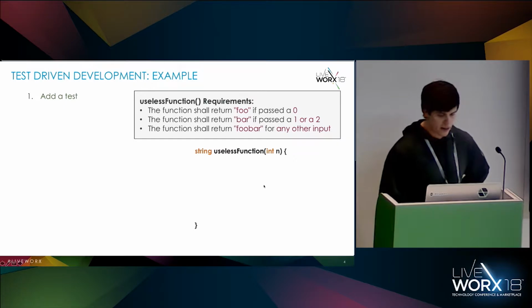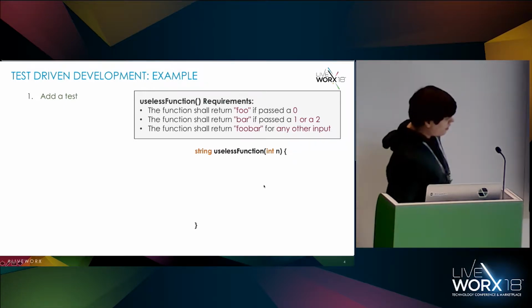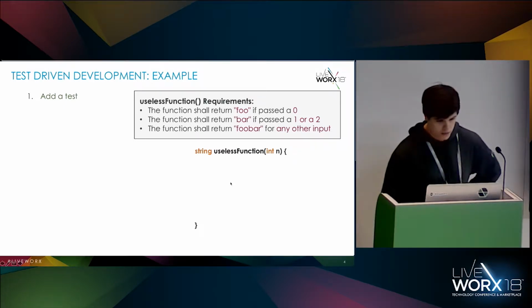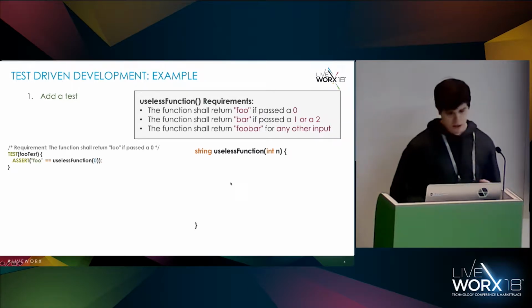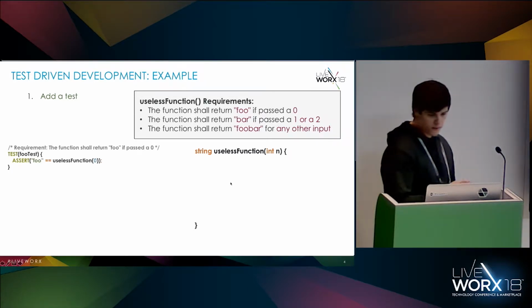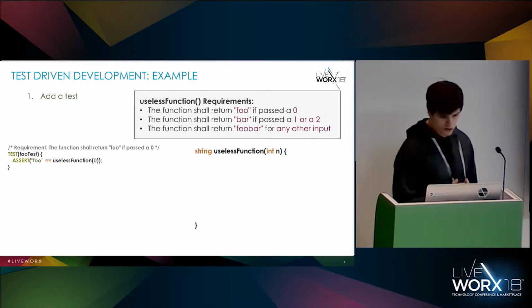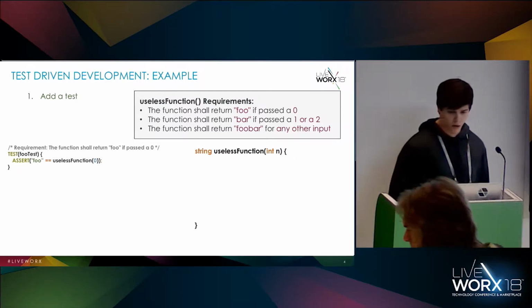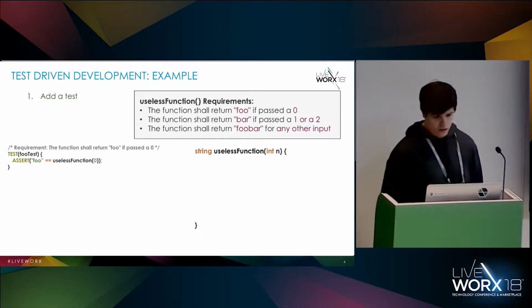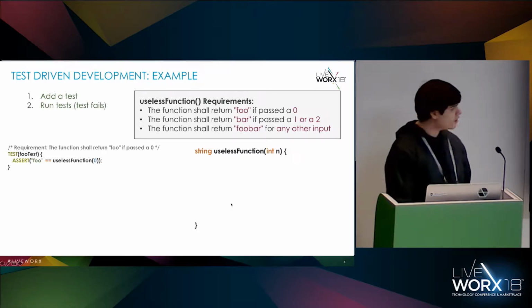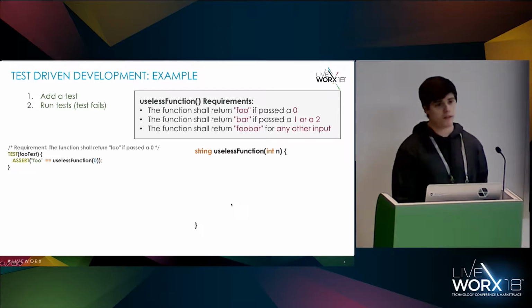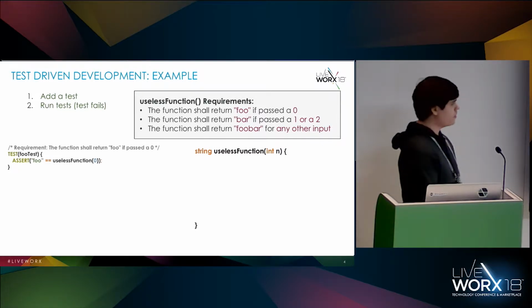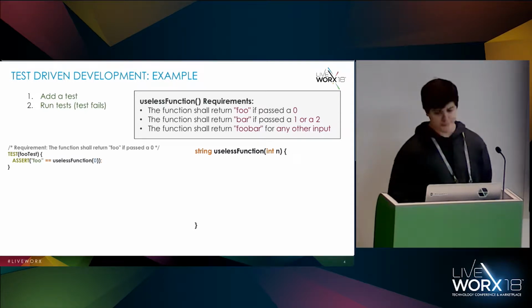So step 1 is to add a test, and hopefully you guys can read the test when it pops up here. So let's add our test, and if you can't read that, essentially we're just passing 0 into useless function and asserting that we get foo back, which is precisely what our first requirement stipulates, right? So the next step is to run the tests. Obviously, our test is going to fail. That's kind of the point of test-driven development. We haven't written any code yet, so there's really nothing for our function to do.